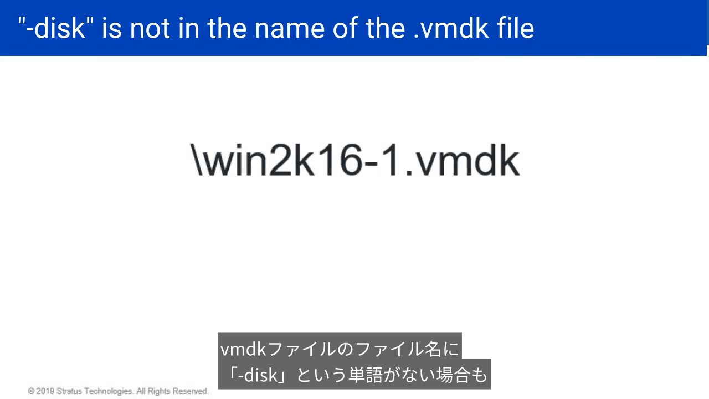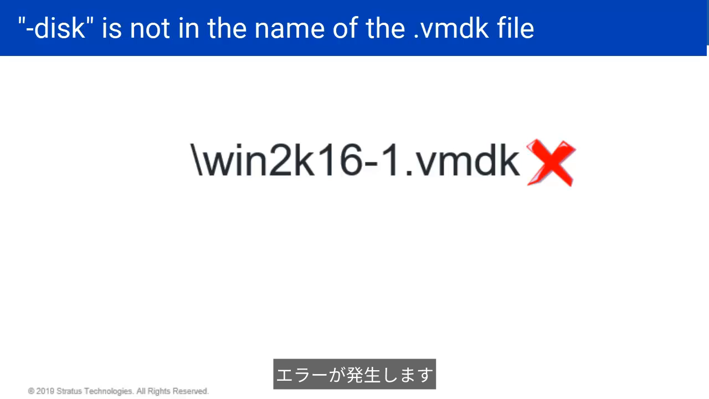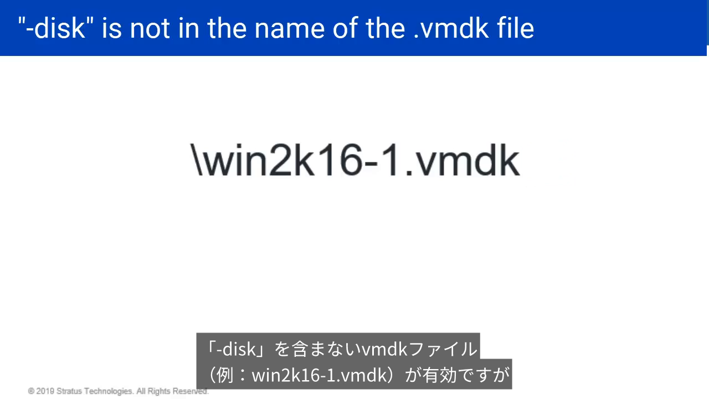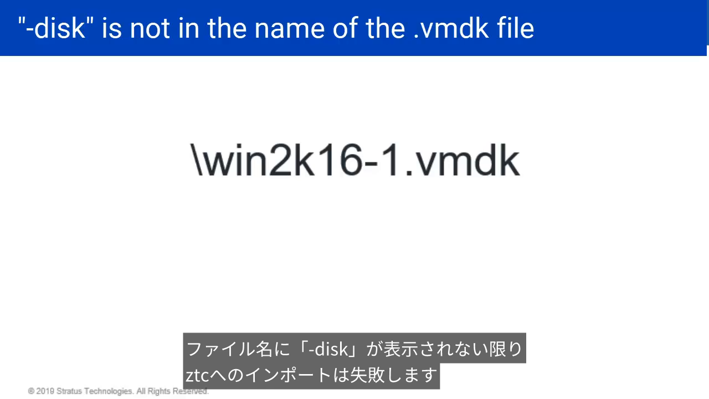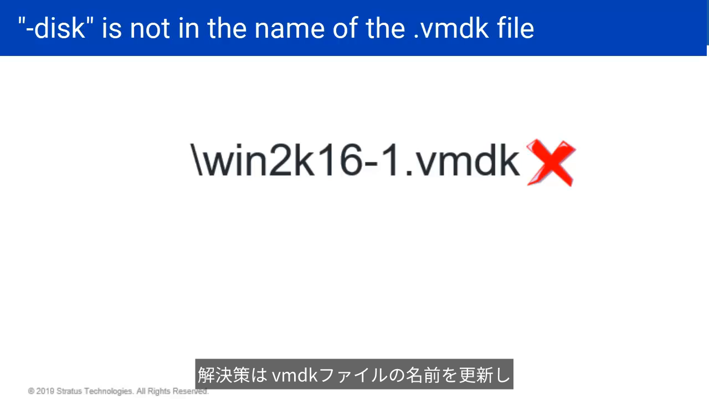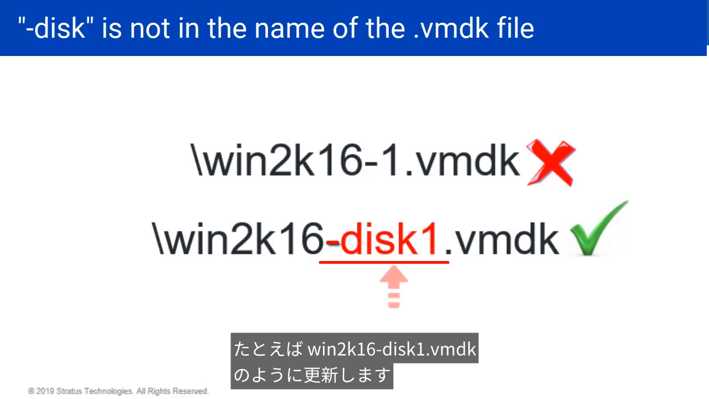If the word -disk is missing from the file name of the VMDK, you'll also receive an error. From a VMware point of view, it is valid to have a VMDK file without a -disk in it. For example, win2k16-1.vmdk. However, the import into ZTC will fail unless -disk appears in the file name. The solution is to update the name of the VMDK file and reference the OVF file to include -disk. For example, win2k16-disk1.vmdk.